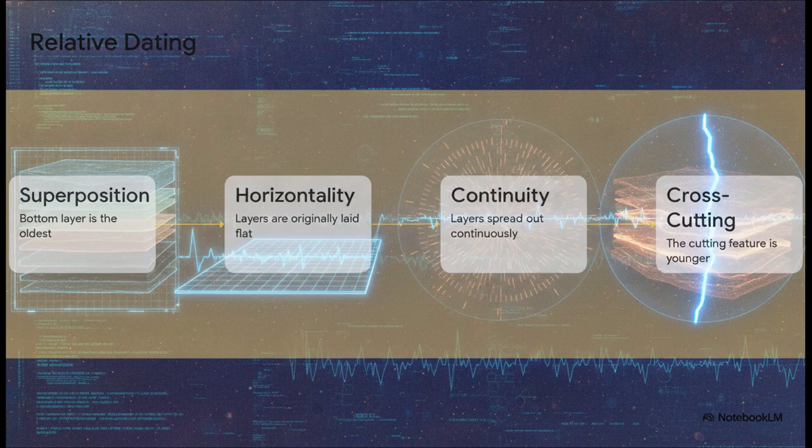In an undisturbed sequence, the layer on the very bottom is the oldest. Step 2 is original horizontality, meaning those sediment layers are originally laid down perfectly flat. Step 3 is lateral continuity. That just means these layers spread out continuously in all directions until they eventually hit a barrier or thin out. And step 4, cross-cutting relationships, tells us that if a feature, like a fault or maybe a magma dike, is cutting through a rock, the cutter absolutely must be younger than the rock it's cutting across.